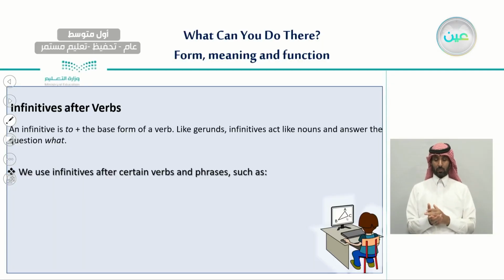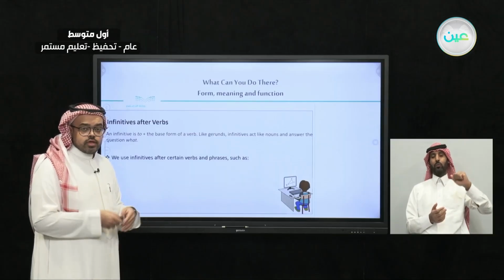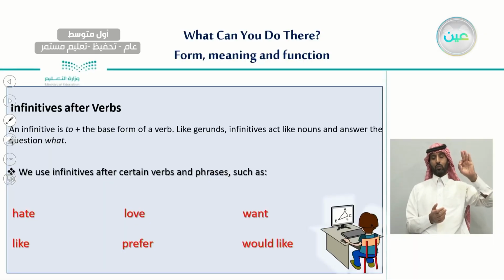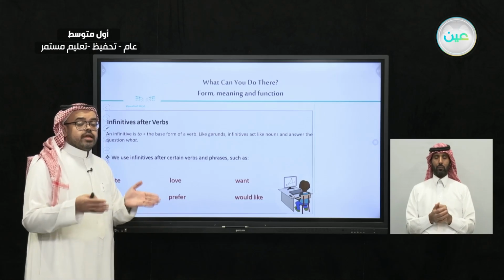So as we have with gerunds, here we have certain verbs that when we use them, we use the infinitive after them. For example, these verbs: hate, love, want, like, prefer, and would like. When we use them, we use after them the infinitive, to plus verb.